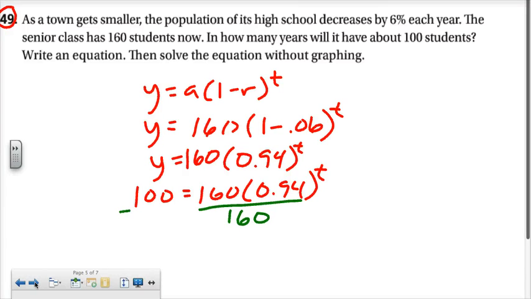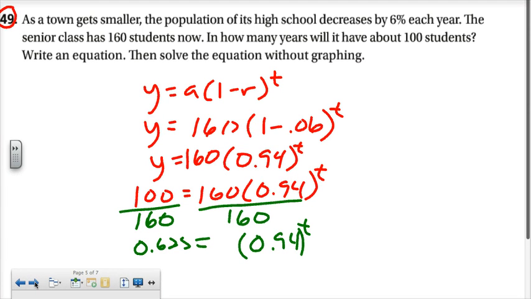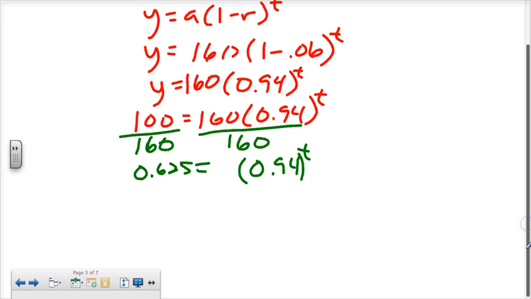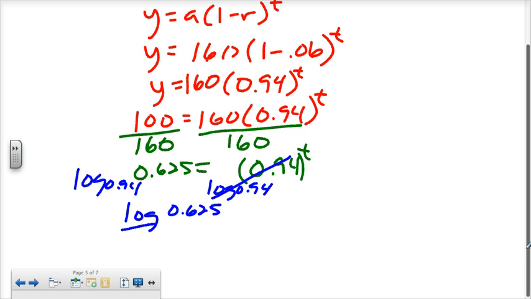So divide both sides by 160, and we absolutely could figure out our 100 divided by 160 as a decimal in this case, and just work through it that way, 0.625. And then we need to take the logarithm of each side. So let's take the logarithm base 0.94 and get rid of that. And we'll use the change of base formula over here. So logarithm of 0.625 divided by the logarithm of 0.94. And that will give us our time.